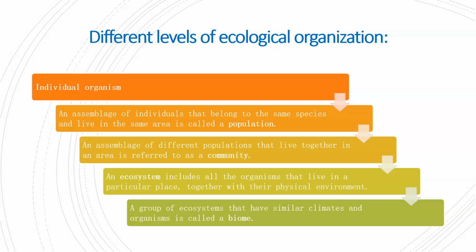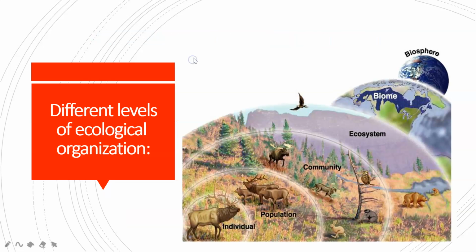An ecosystem includes all the organisms that live in a particular place together with their physical environment, which is also abiotic factors. So when we get to the ecosystem, we're talking about the biotic factors, the living factors, and the non-living factors. And after we go above the ecosystem, and we have a group of ecosystems that have similar climates, we call them biomes. Now let me show you a picture of what we're talking about.